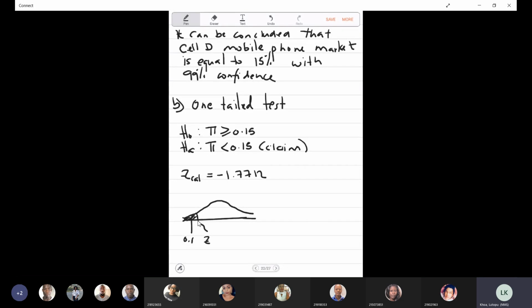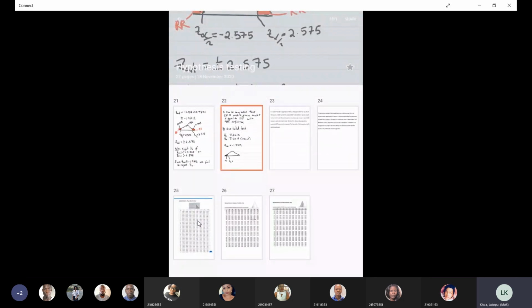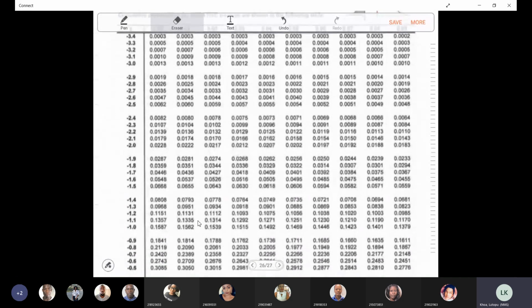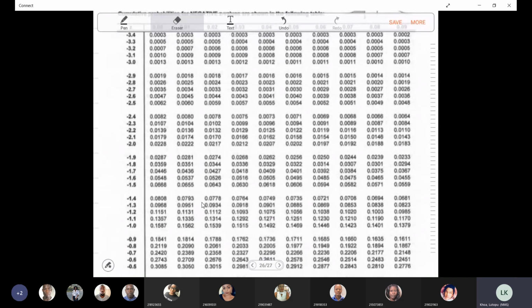Okay, my Z of alpha. So what I do is I will go to my normal table and then look for the value that gives me 0.1. Okay, these are all 0.1. Okay, so it's somewhere between these two here.